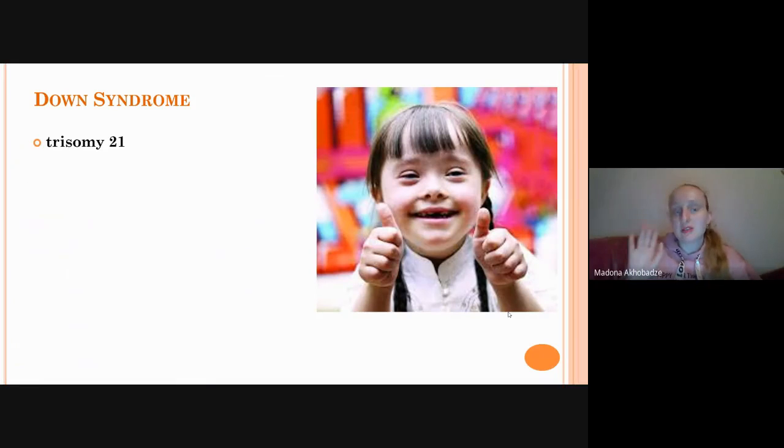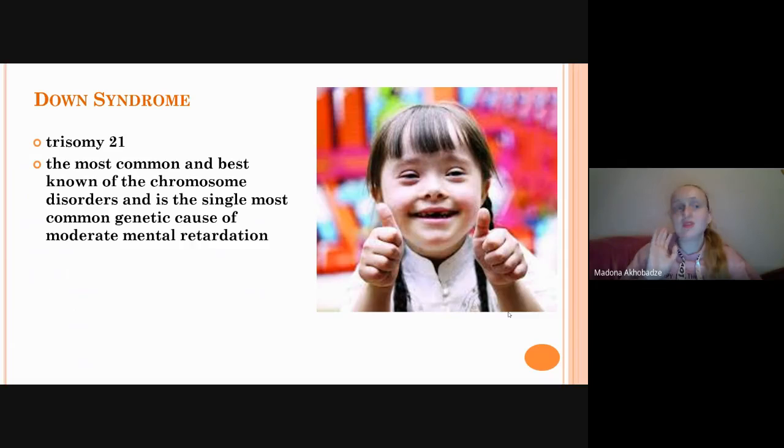Okay, now in 95% we have trisomy of the 21st chromosome, which is the most common and best known of the chromosome disorders, and is the single most common genetic cause of moderate mental retardation. The second place is for Fragile X syndrome. The first one goes to Down syndrome, and trisomy occurs in 1 in 800 cases, approximately like this.